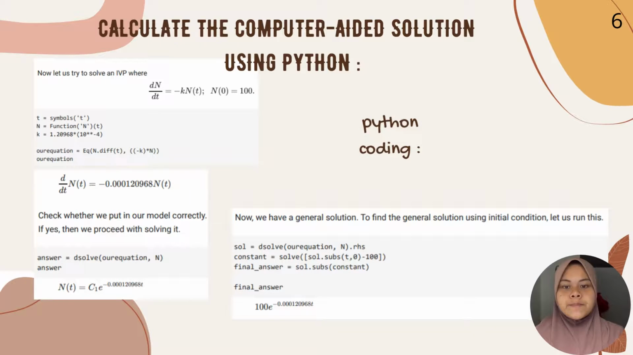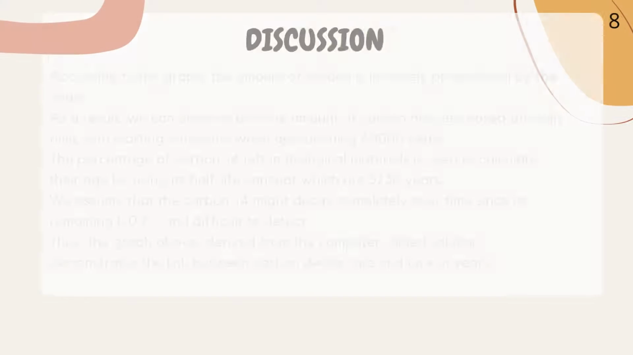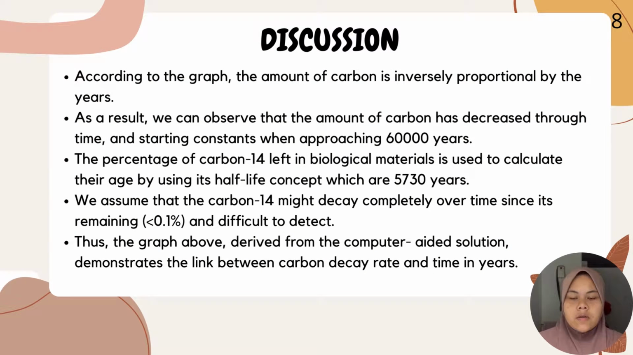For the computer-aided solution, we just input the equation and get the answer, the same as the manual solution. So for the graph, we have the y-axis as the amount of radioactive atoms and x as years, and the graph is inversely proportional. For the discussion, according to the graph, the amount of carbon is inversely proportional to the years.